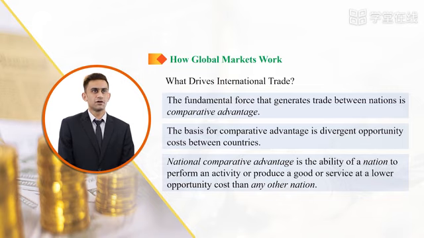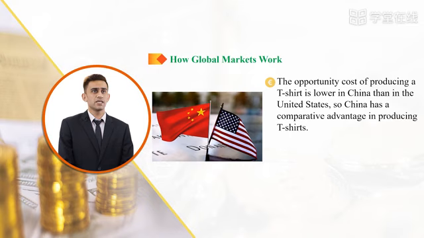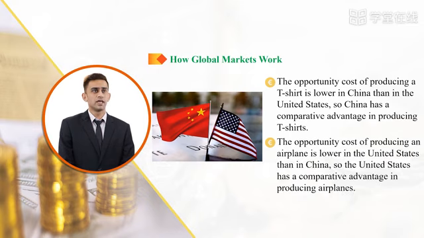The opportunity cost of producing a t-shirt is lower in China than in the United States. So, China has a comparative advantage in producing t-shirts. The opportunity cost of producing an airplane is lower in the US than in China. So, the US has a comparative advantage in producing airplanes. Because China has a comparative advantage at producing t-shirts and the US has a comparative advantage at producing airplanes, the people of both countries can gain from specialization and trade.